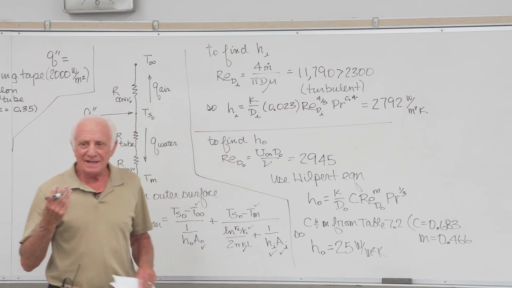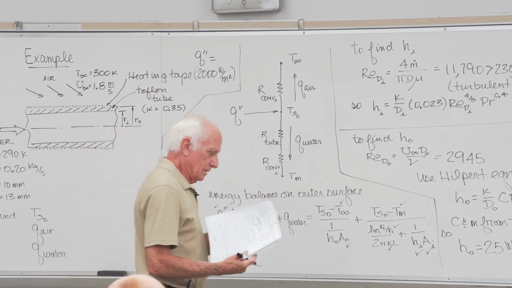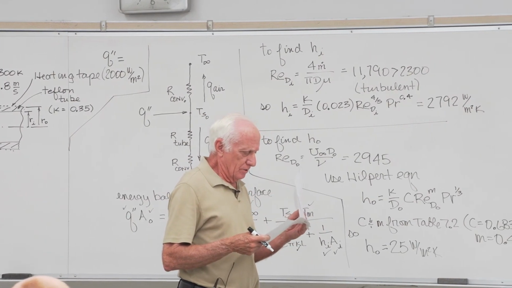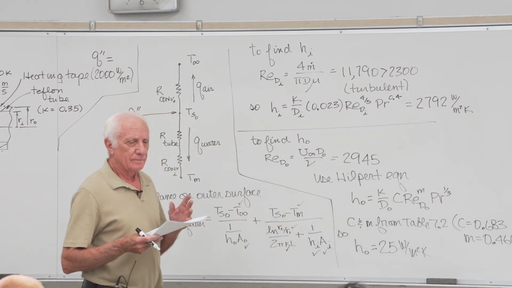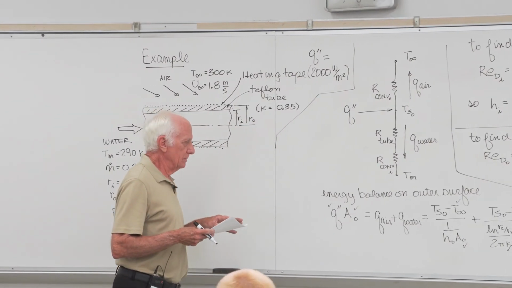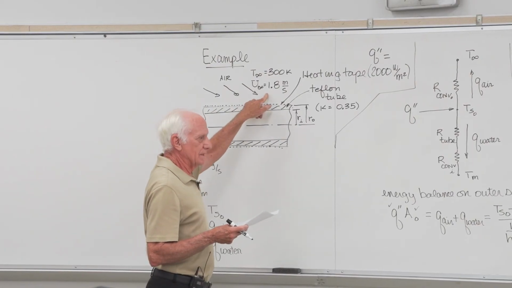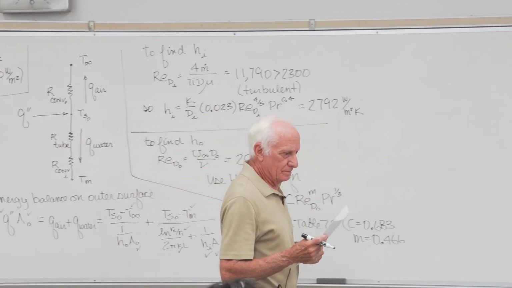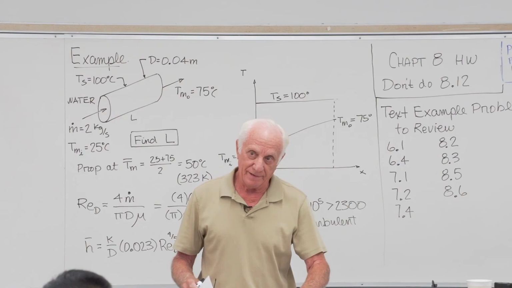Now see, that's the value he gave in the problem statement. In the problem statement, he said, assume the convection coefficient is 25 on the outer surface. I said, no. Nobody gave it to you. You find it. So we found it. But what did we need to find it? A velocity. Did he give a velocity in the problem statement? No. But in the real world, nobody gives you h. You've got to find h.